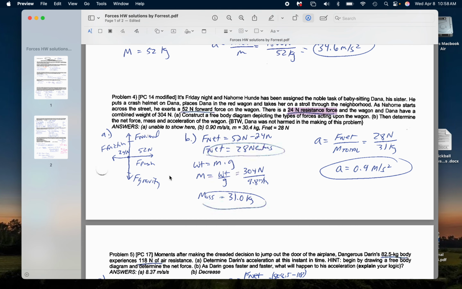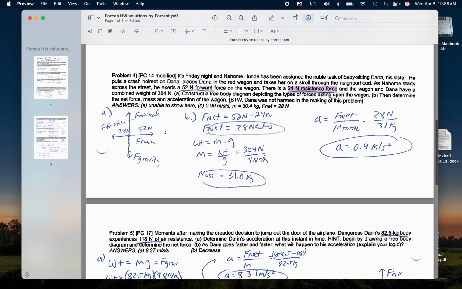So first is constructing a free body diagram. Assuming he's pulling horizontally, I call this a push, it really should be a pull, 52 newtons. Friction is the resistance force, that's 24 newtons. Gravity acts down always toward the center of the earth, and this is supposed to say normal force is pointing up. You could say the force of the surface. So the second part is finding the net force. So the net force is simply the applied force from Nahum minus the frictional force.